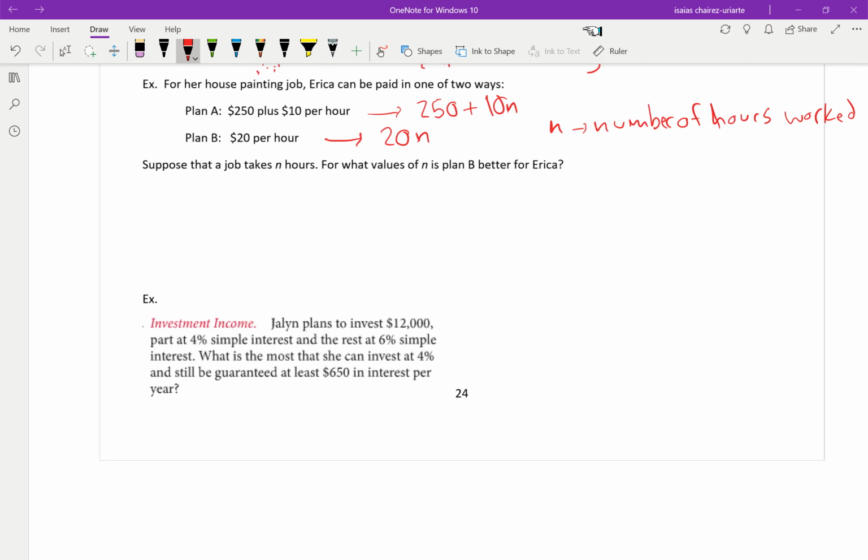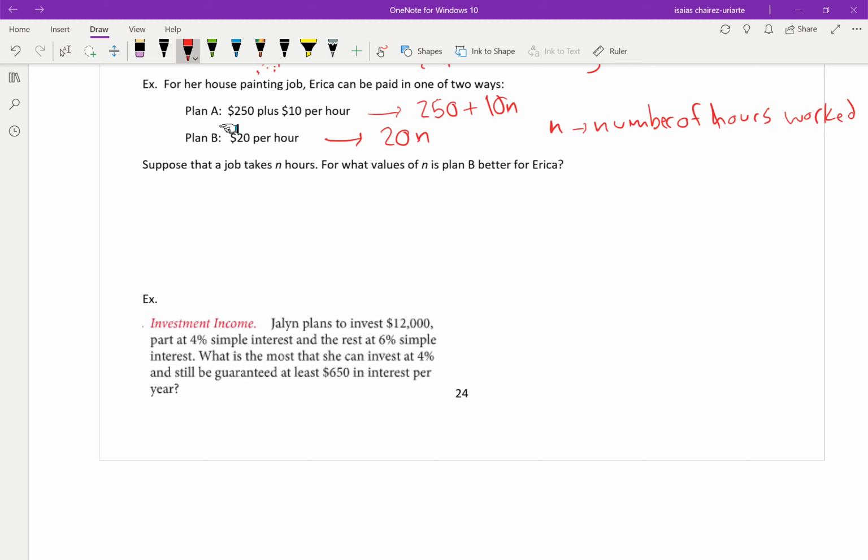Now the question becomes, suppose that a job takes n hours. For what values of n is plan B better for Erica? So how many hours does Erica have to work so that plan B becomes more profitable, becomes bigger? How do you set that up? Pause the video and see if you have an idea.